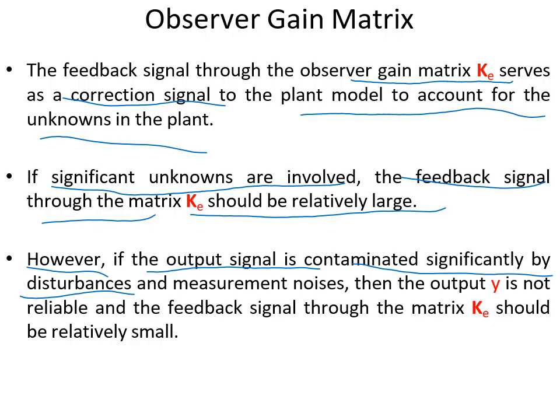However, if the output signal is contaminated significantly by disturbance, if the output has a great disturbance and measurement noise in the measurements we have, then the output Y is not reliable, and the feedback signal through the matrix Ke should be relatively small. It is adjusted to be relatively small in this case.